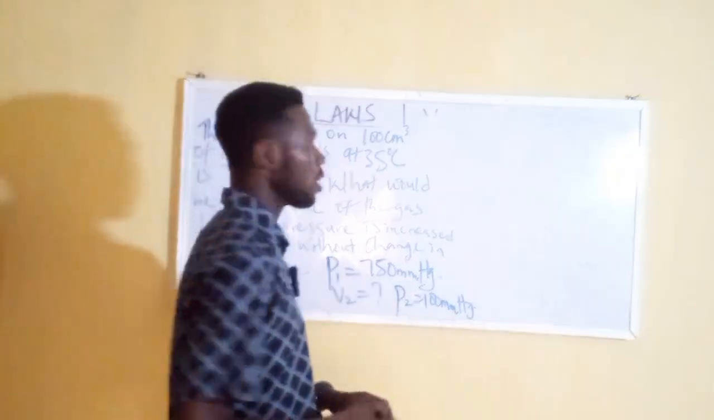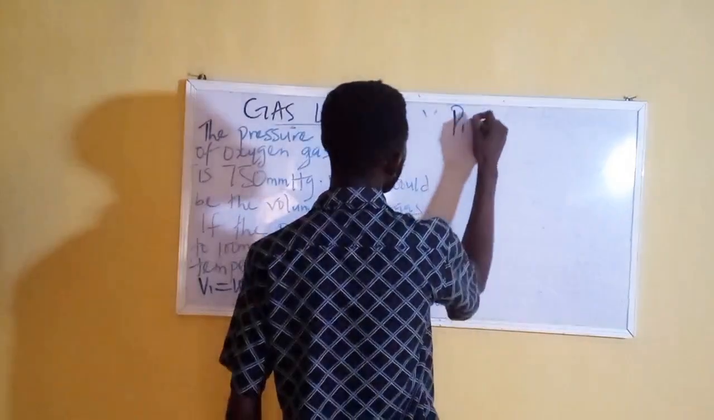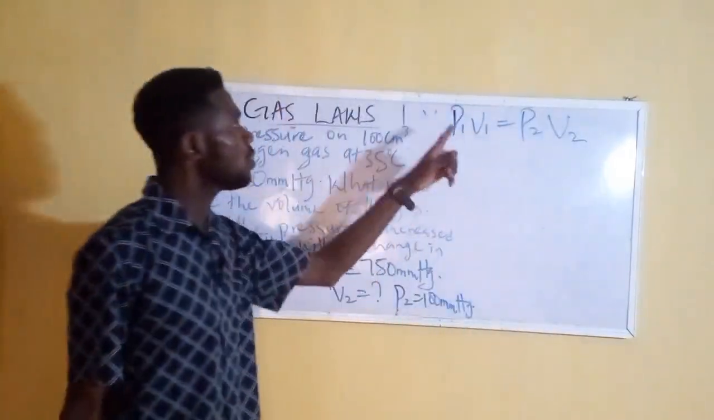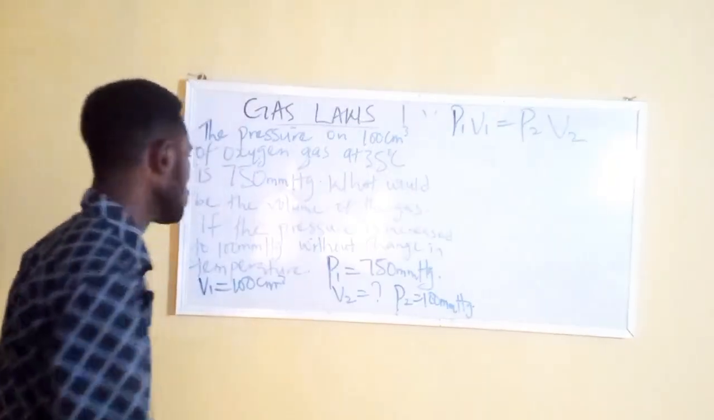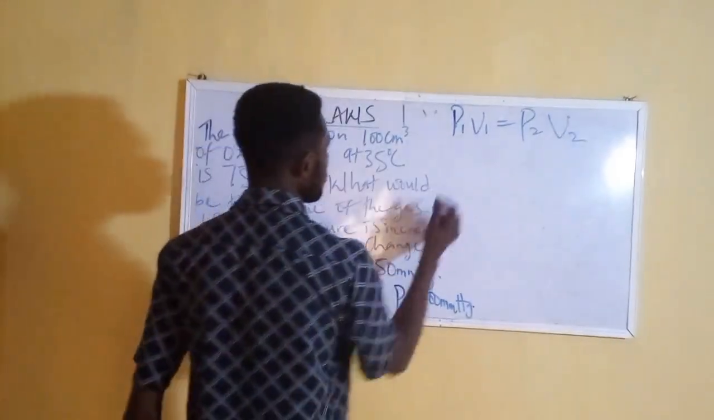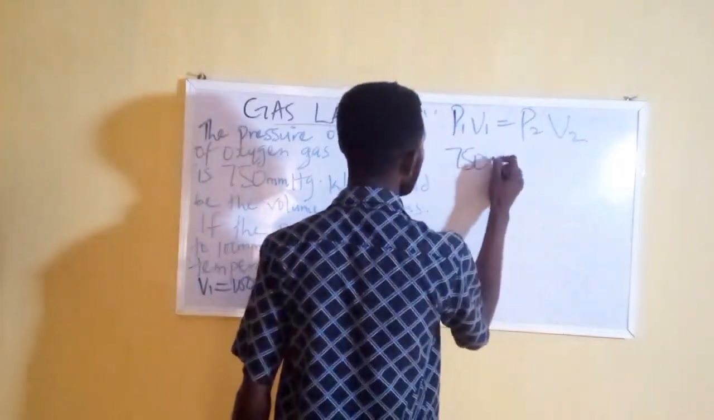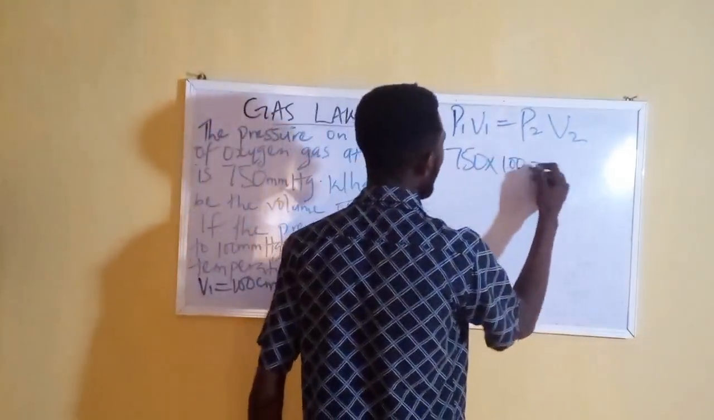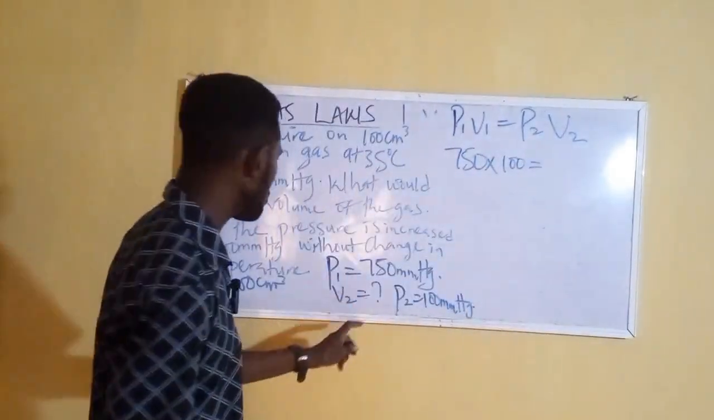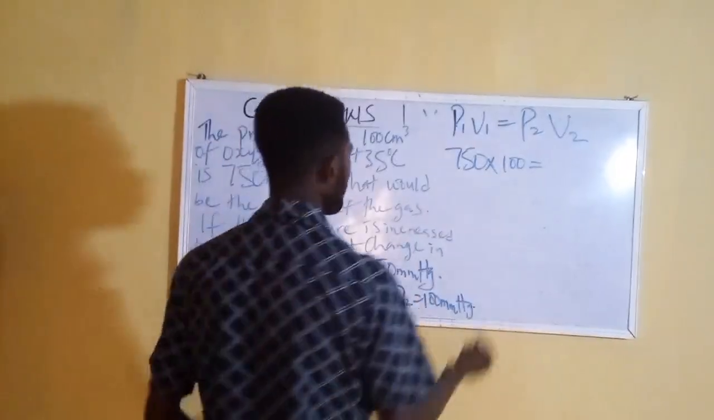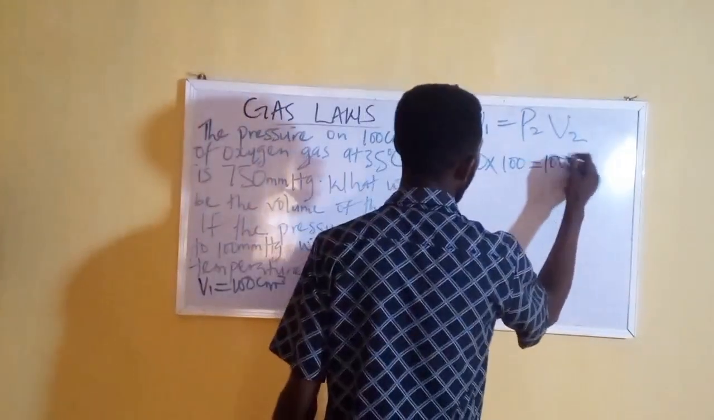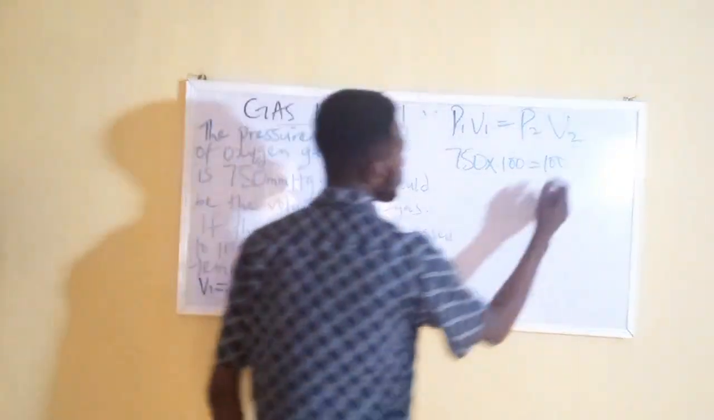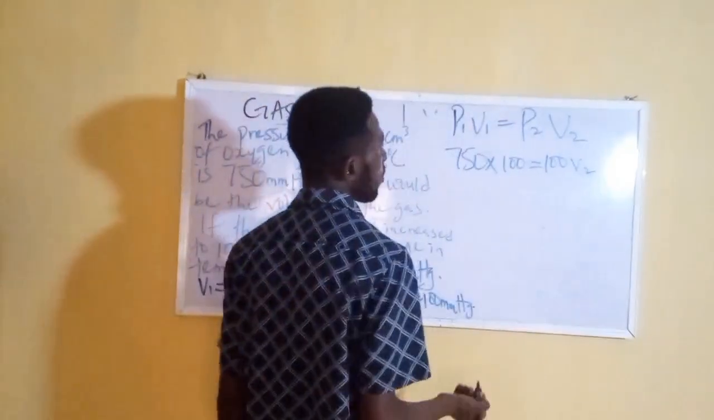And what's the formula we are going to work with? P1 V1 equals P2 V2. Now let's insert it. If you insert this, you have 750 times our V1 here, which is 100. And what about P2? Our P2 is 100 here. And what about our V2? Our V2 is unknown. That's what we are looking for. So it becomes V2.